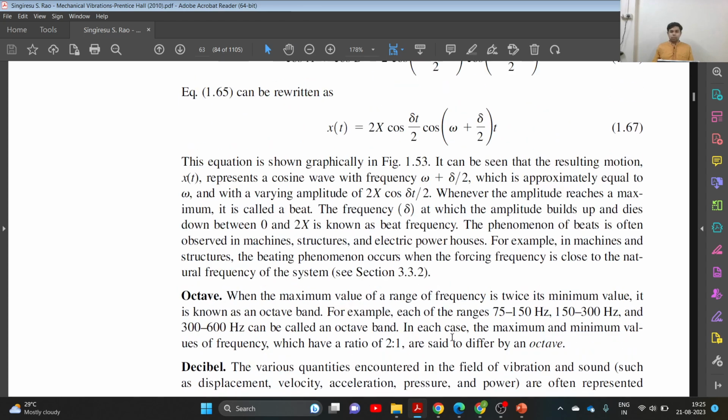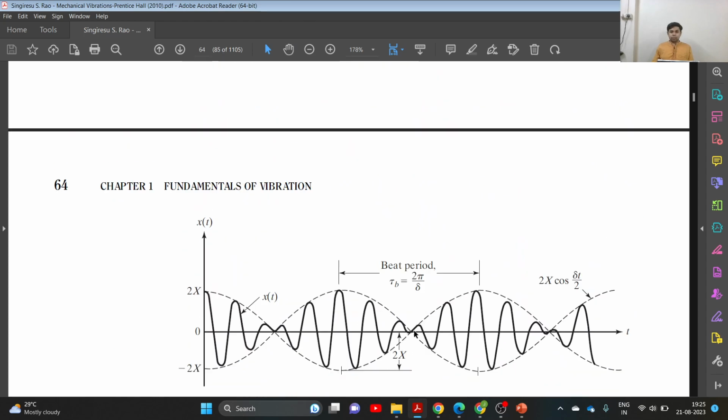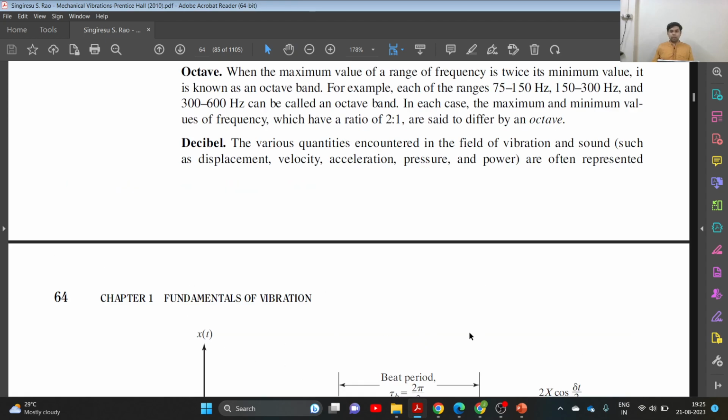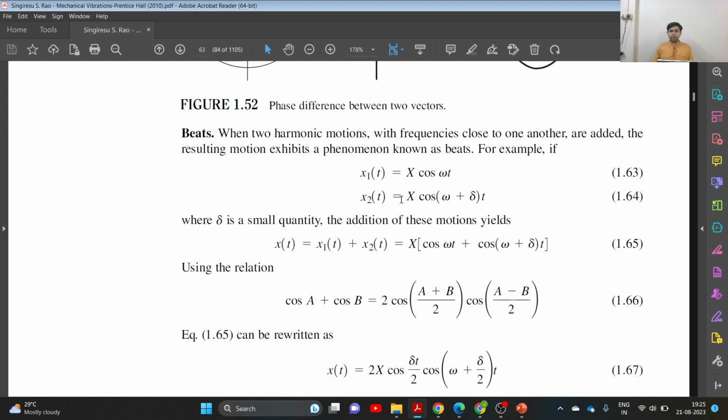So the inner sine wave is actually oscillating at frequency omega itself. And there is another sine wave, which, instead of saying this is some a cos omega t, a is a function of time.